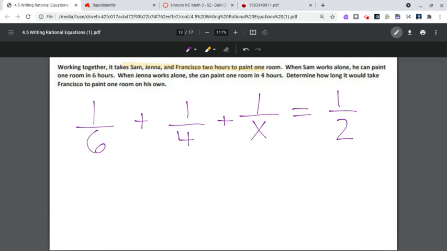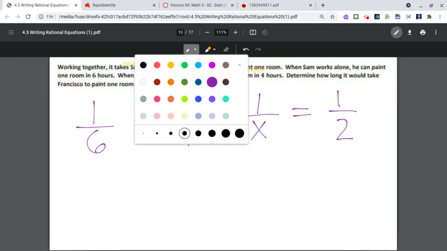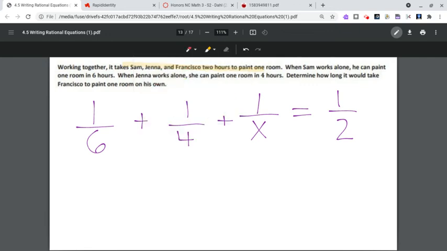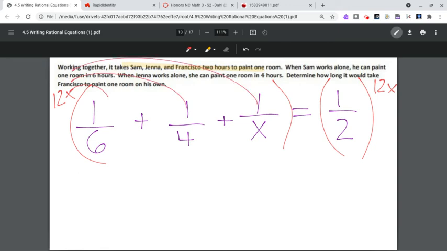6, 4, x, and 2 are our denominators. So we need to figure out what they can all go into. Let's see. I'm going to use 12x. I know 6, 4, and 2 all go into 12, and then we need an x as well. Distribute here, here, and here, and also over here. 12x over 6 plus 12x over 4 plus 12x over x equals 12x over 2.